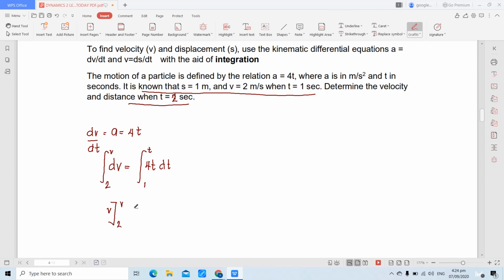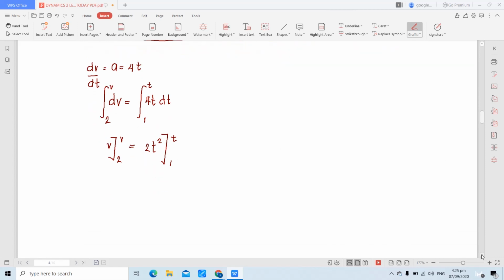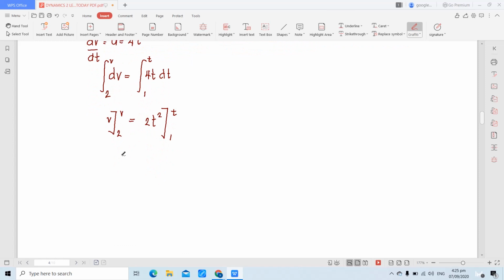From 2 to v. Equivalent to, what is the integral of 4t dt? That is t squared over 2. Meron tayong 4 doon na constant that will become 2t squared from 1 to t. Apply now the limits. Apply first upper limit minus application ng lower limit. So, yung v magiging v minus yung v magiging lower limit na 2. Equivalent to yung t magiging t, walang magbabago doon, minus yung t magiging 1.